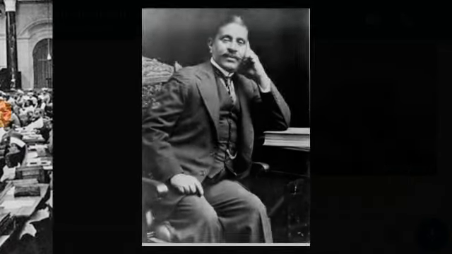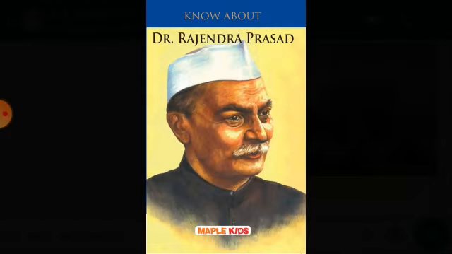Dr. Sachidananda Sinha, the oldest member, was elected as the temporary president of the Assembly. Who was the temporary president of the Constituent Assembly? Dr. Sachidananda Sinha. While the work was in progress, Dr. Sachidananda Sinha died. So Dr. Rajendra Prasad was elected as the president of the Constituent Assembly.